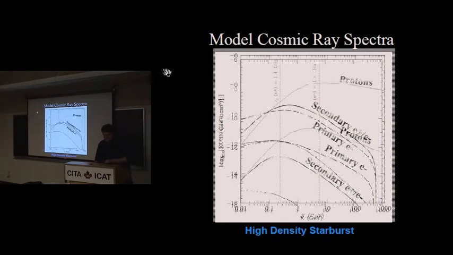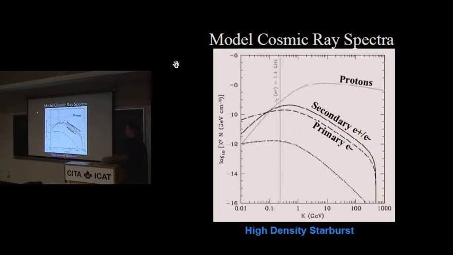But if you look at one of these high density starbursts like Arp 220, first of all, you can see that there are a lot more protons. The more surprising thing is that you can see the secondary electrons and positrons in our models actually dominate the primaries. That's unlike what we have in the Milky Way.